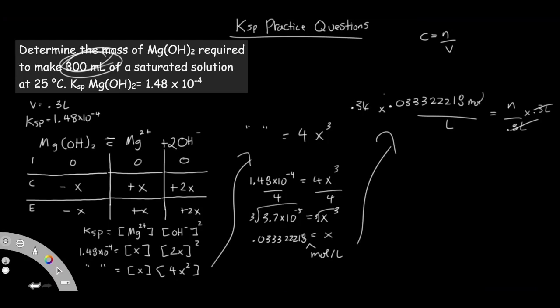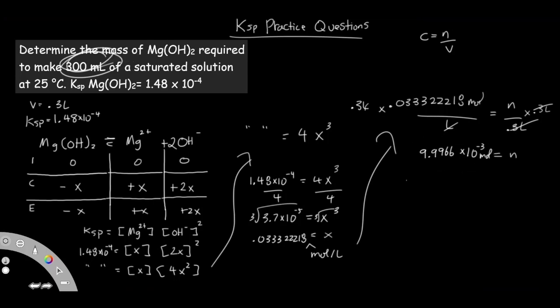And then, of course, this cancels out with this, so then you just multiply these two. What do you end up getting for your N value? Getting 9.9966 times 10 to the negative 3 moles. Now, moles is not what we actually want. We're trying to find it in mass, so mass is obviously going to be in grams.